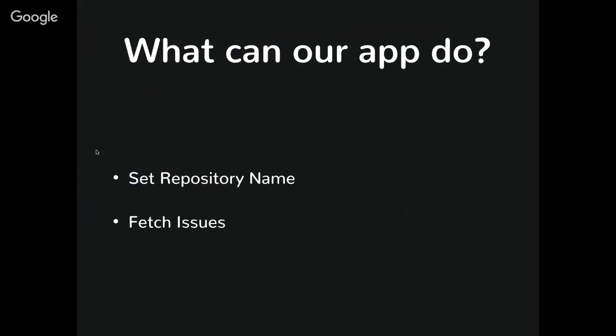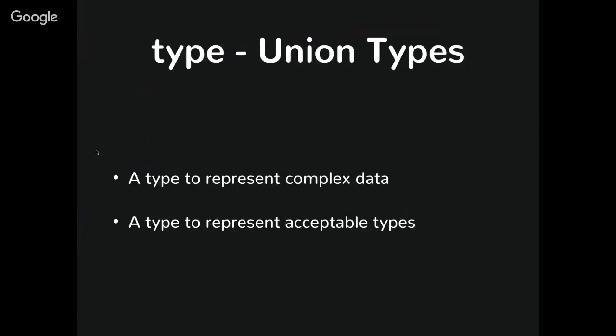So what can our app do? It can set a repository name, and it can fetch issues. So we pretty much need a type here. We need something to say, these are the two things that our application is capable of doing. It's pretty much a way to say, I have this complex data that I need to represent, or a list of things that I can accept in my function.